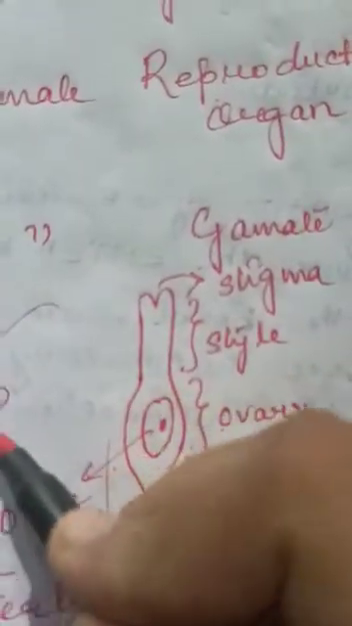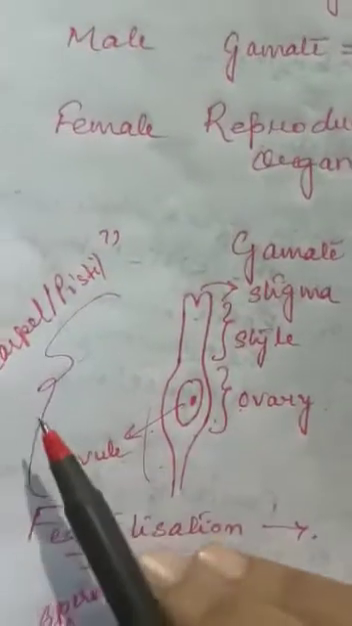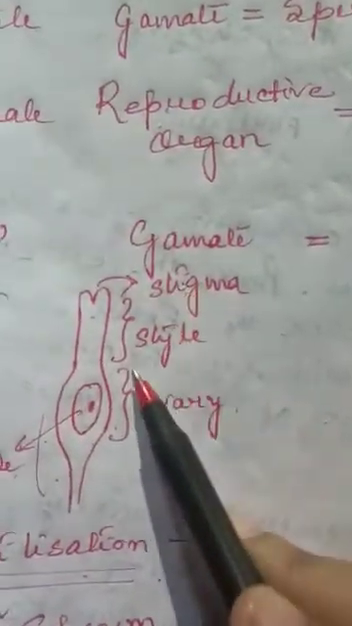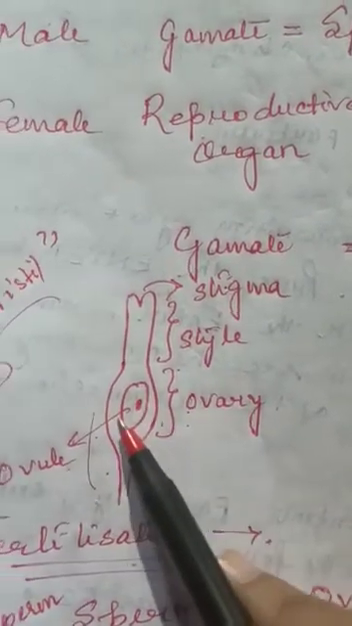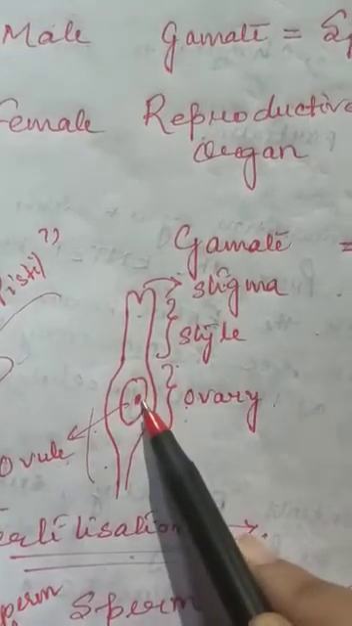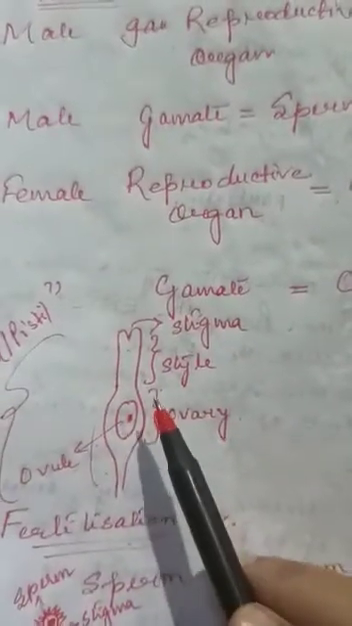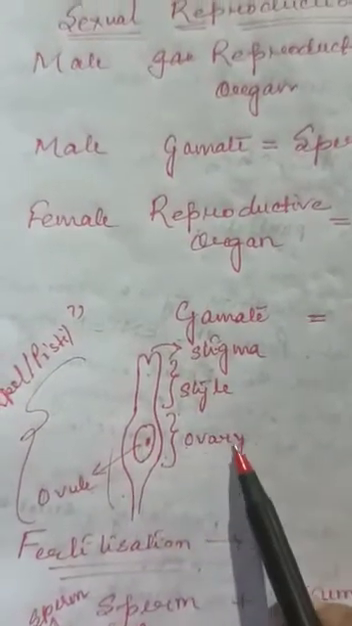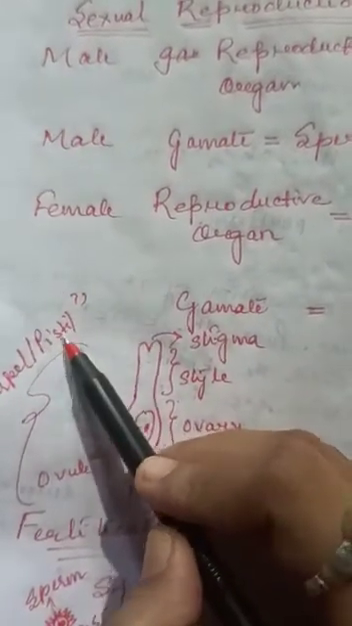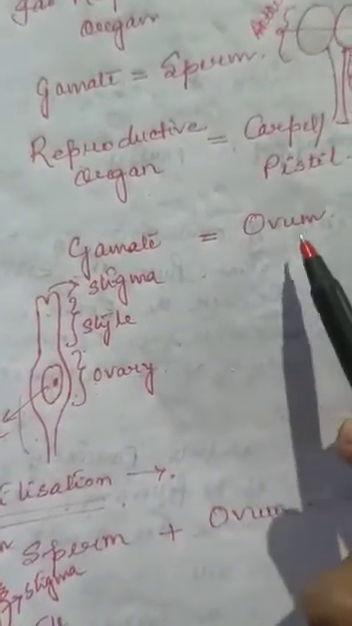This entire structure is called carpel or pistil. Okay, now this carpel or pistil contains stigma, style and ovary. Okay, this is the ovary, and inside the ovary we have the ovule. Okay, this is the nucleus of the ovule. Now, in case of plants, when many carpels unite together, it is called a pistil. Okay, so the female reproductive organ is carpel or pistil where the ovum is present.